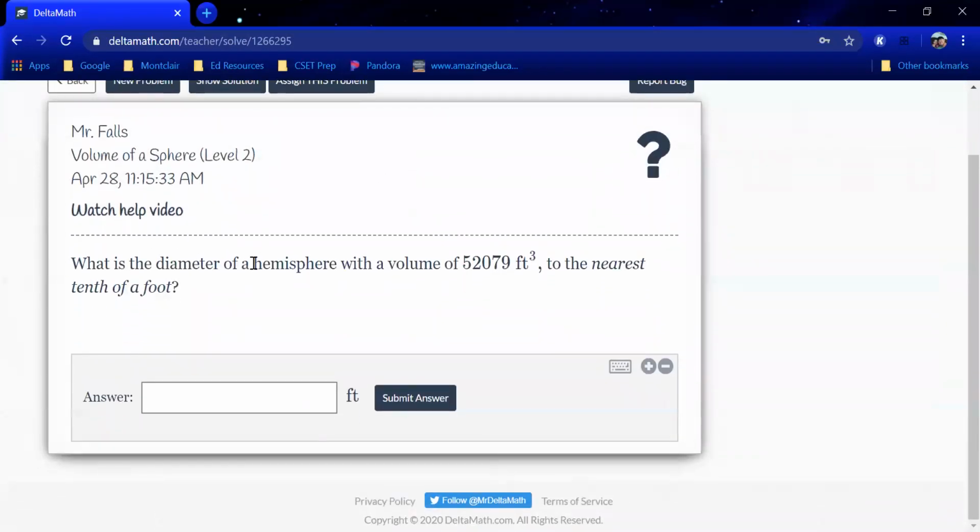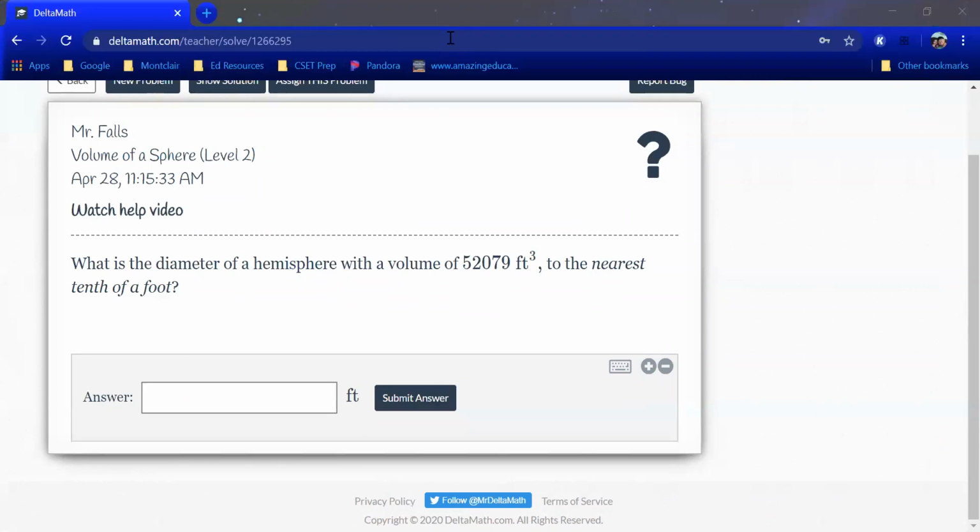Oh yeah, here's a hemisphere question that I was warning you about. See, there it is. So this is actually a really good one to practice. So it says, what is the diameter of a hemisphere with a volume of this? So we have a hemisphere that has a volume of this, okay? And we need to round it to the nearest tenth of a foot. Okay, I got to remember that number, 52,079. 52,079. So let's go to our whiteboard.